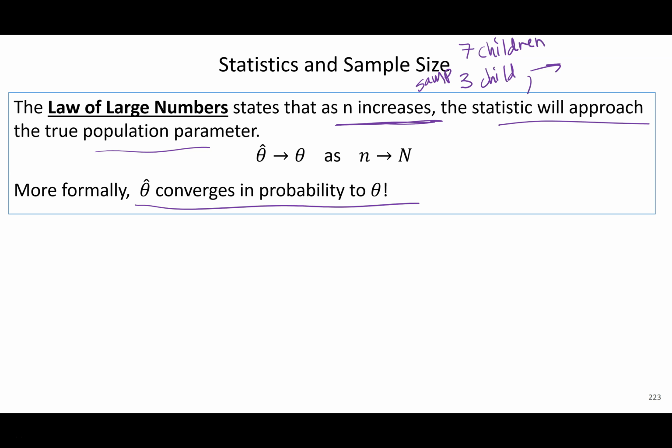So more formally, theta hat is going to converge in probability to theta. In our case, what we're going to use over the next week, x bar is going to converge in probability to mu.